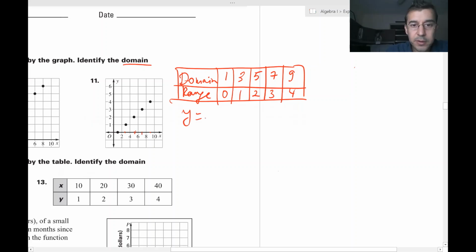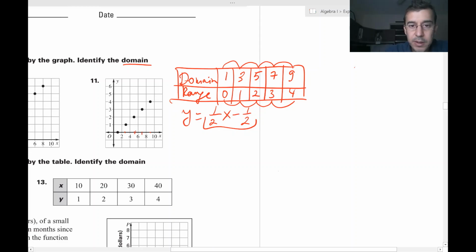The rule for the function is, we see the range values increment by 1. The domain values increment by 2. So this would be 1/2 x. Then we might have to do some adjustment. When x is 1, 1 over 2 is 1/2. So we have to do subtraction of 1/2 to get 0. Let's see if that works for the next one.